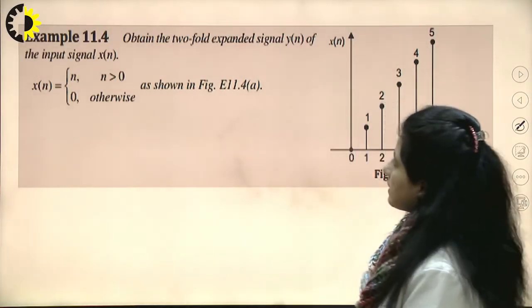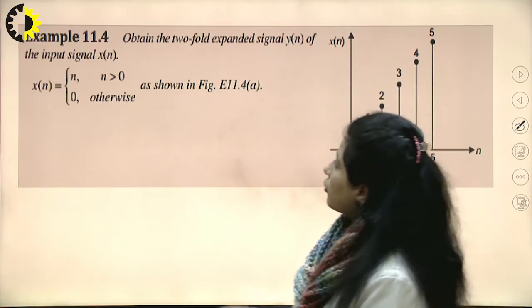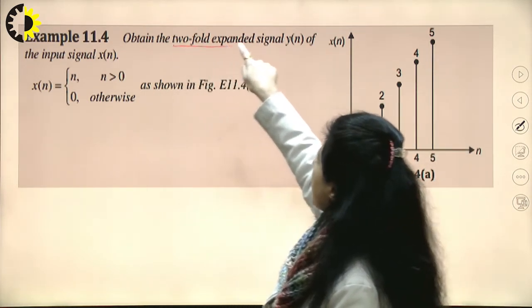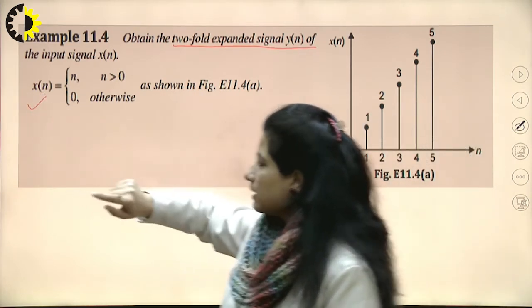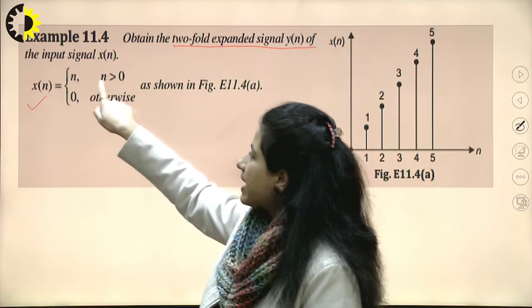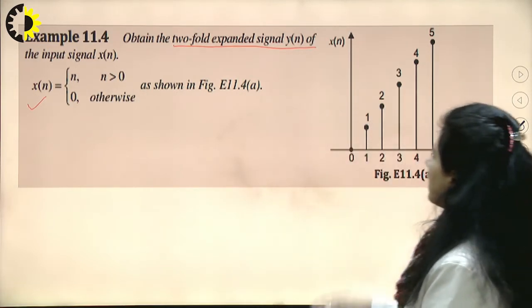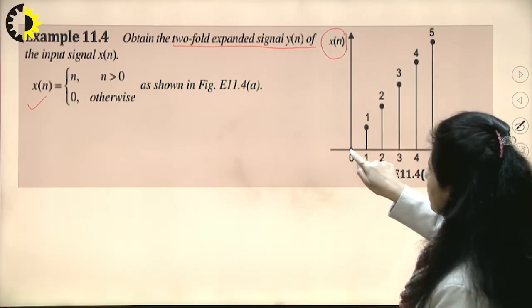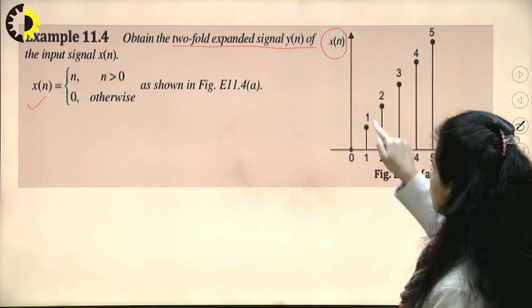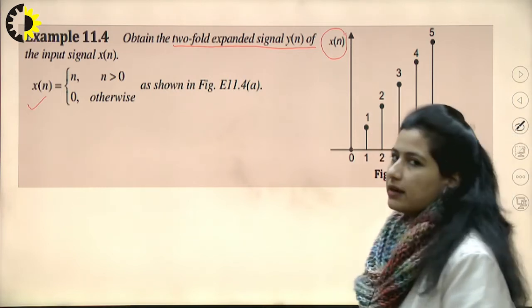So let's look at how we numerically solve this interpolator. I want to obtain a two-fold expanded yn signal of the given signal xn, which has the value n for every value of n greater than 0. So how does this signal look? The signal xn looks like this: n equal to 0, the value is 0; n equal to 1, the value is 1; for 2 it is 2, for 3 it is 3, and so on.